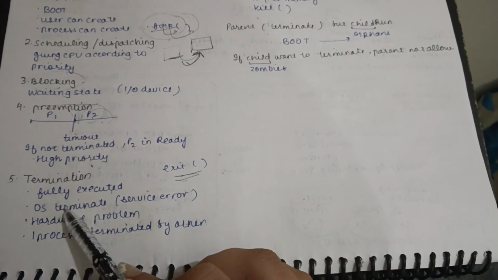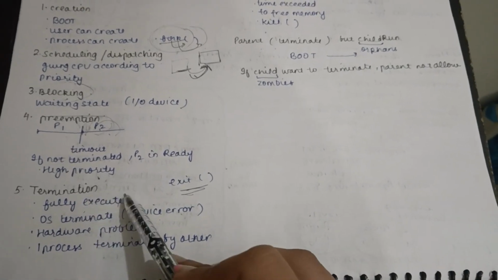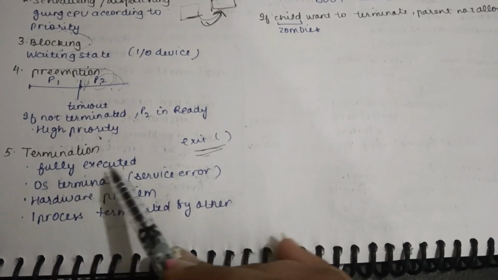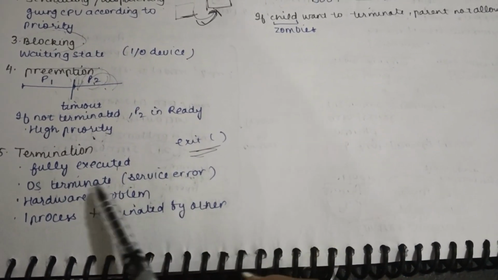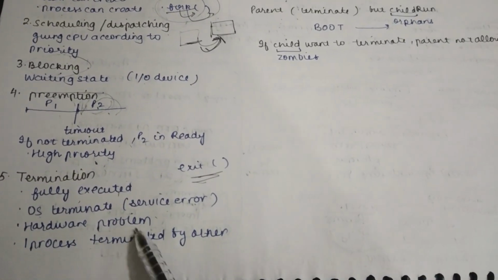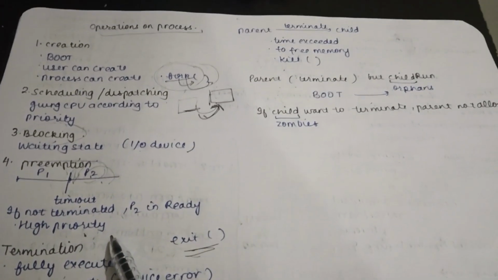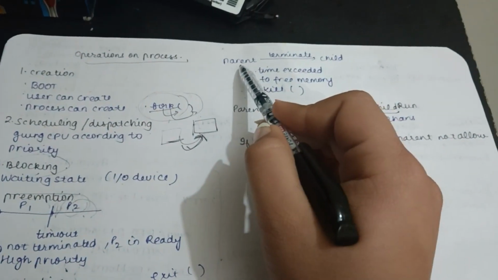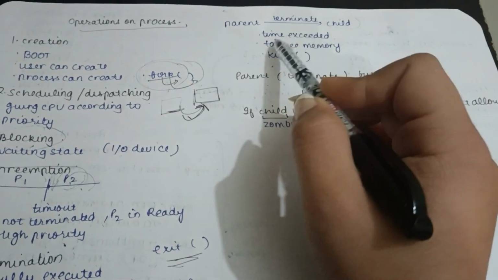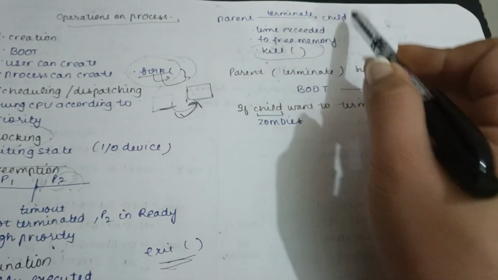And then we have the operating system terminates. It could be in the following cases: if it's fully executed, then the program would be terminated, or if the operating system terminates it due to a service error. Or thirdly, there could be a hardware problem. And fourthly, if one process is terminated by another process, then we have the termination operation on the process. For example, if the parent terminates the child, why would it terminate? Either the time is exceeded, or we can free the memory, or if the kill system call is called, then also the parent can terminate the child.